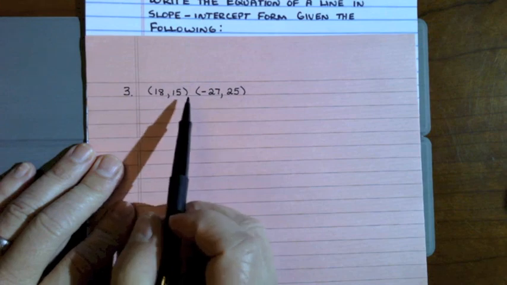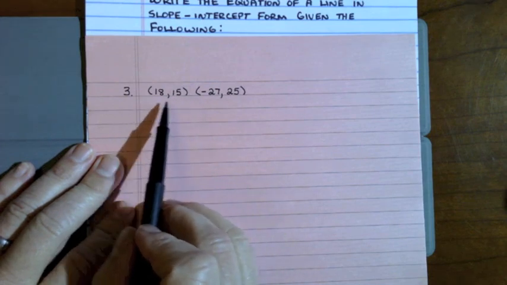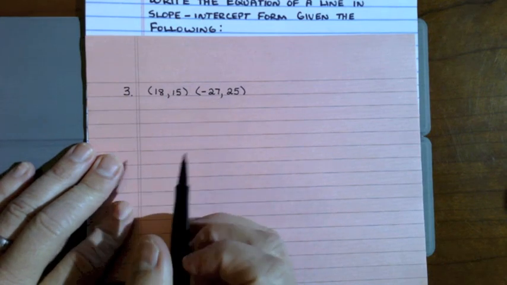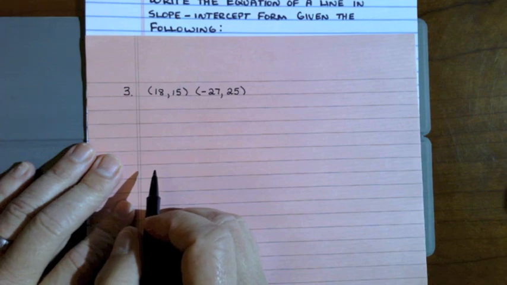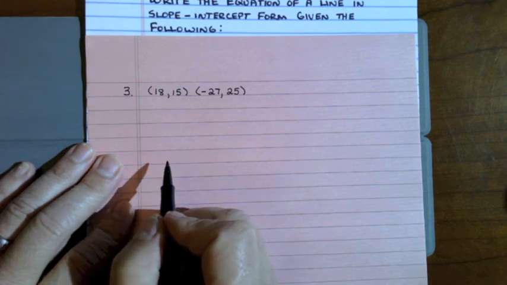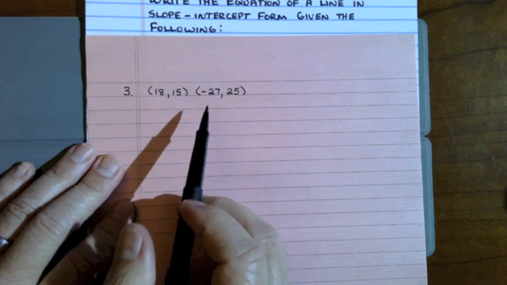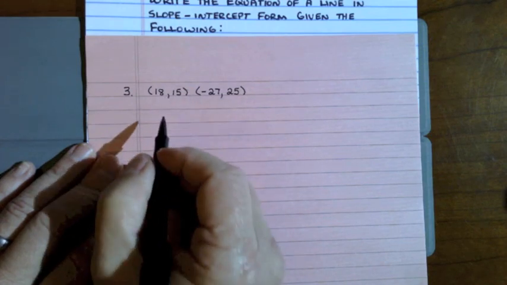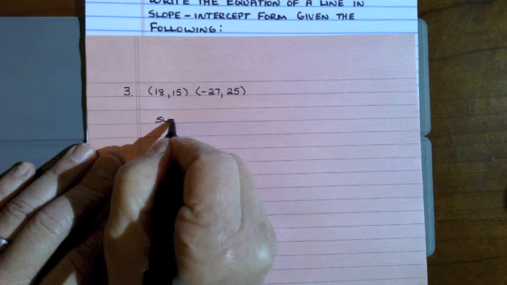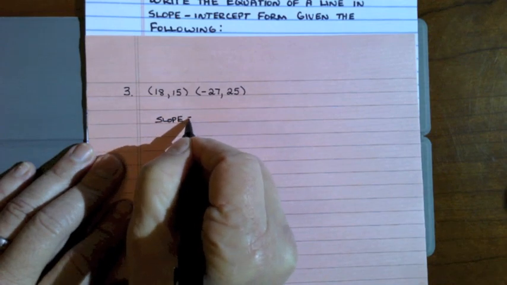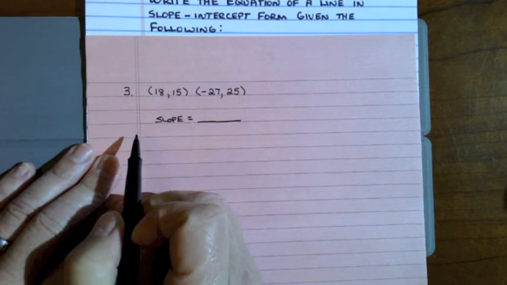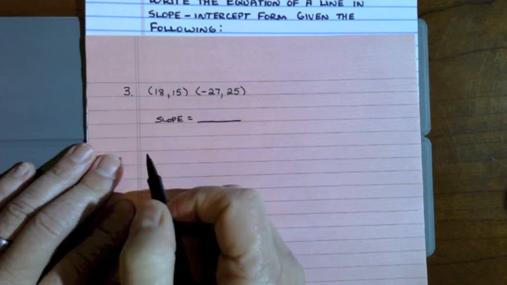Example number 3. I need to write an equation for the line that goes through these 2 points, and I need to write it in slope-intercept form. That means I need the slope and I need the y-intercept. It didn't give me the slope and it didn't give me the y-intercept, but it gave me 2 points. And I can use the slope formula to figure out what the slope is by using these 2 points.